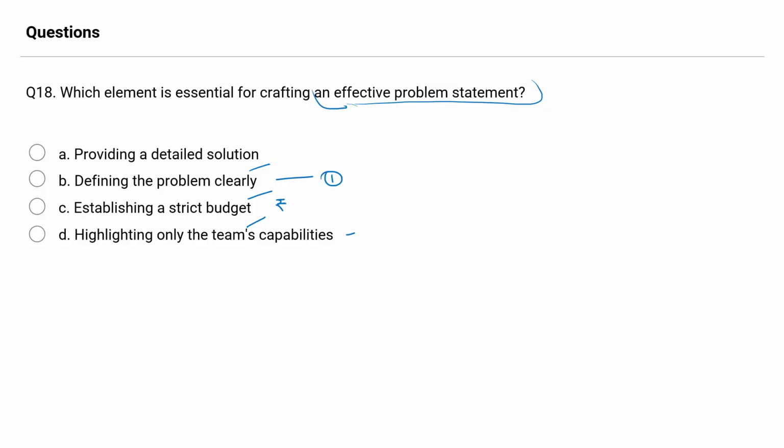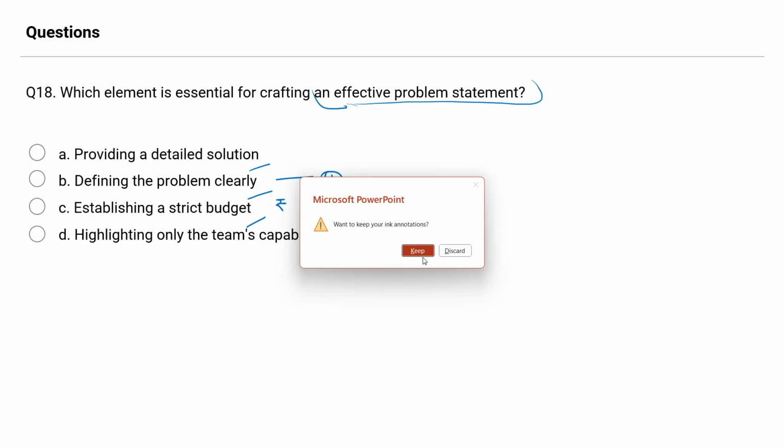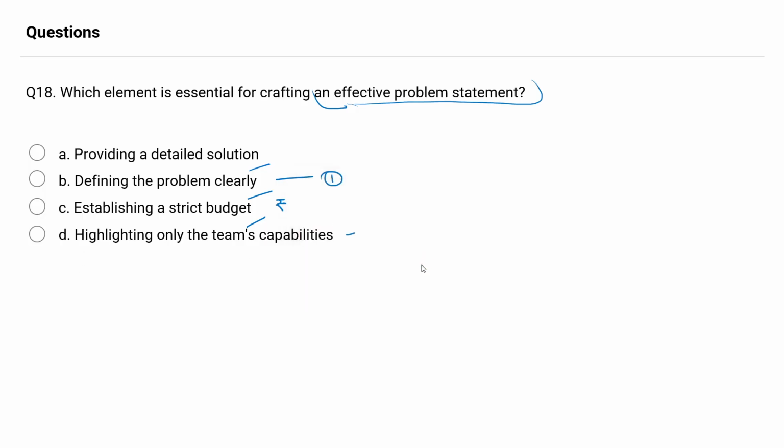Which element is essential for crafting an effective problem statement? We are trying to develop a problem statement, problem brief. Does it need to have a solution? Does it need to have a well defined problem? Does it need to have an established and restricted budget? And should it highlight the team's capabilities? Take a minute, let me know. Just check if the recording is progressing in the same way.